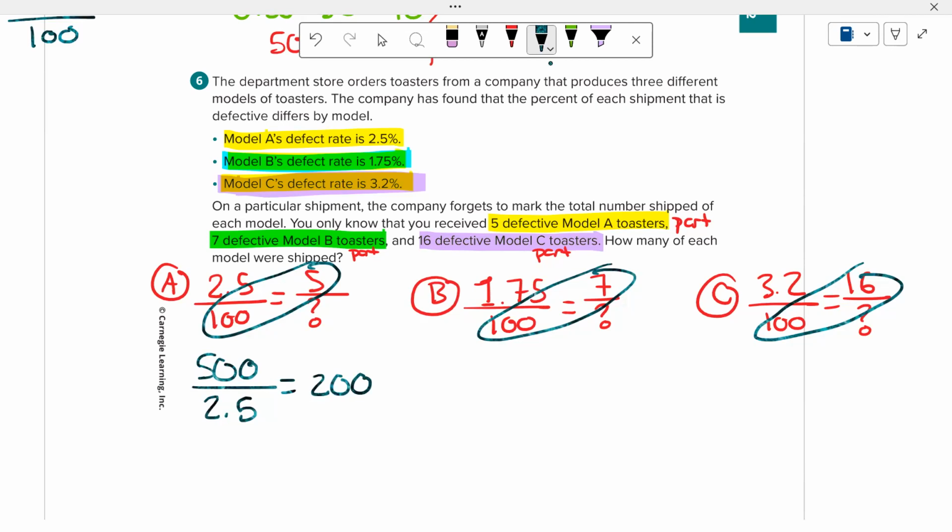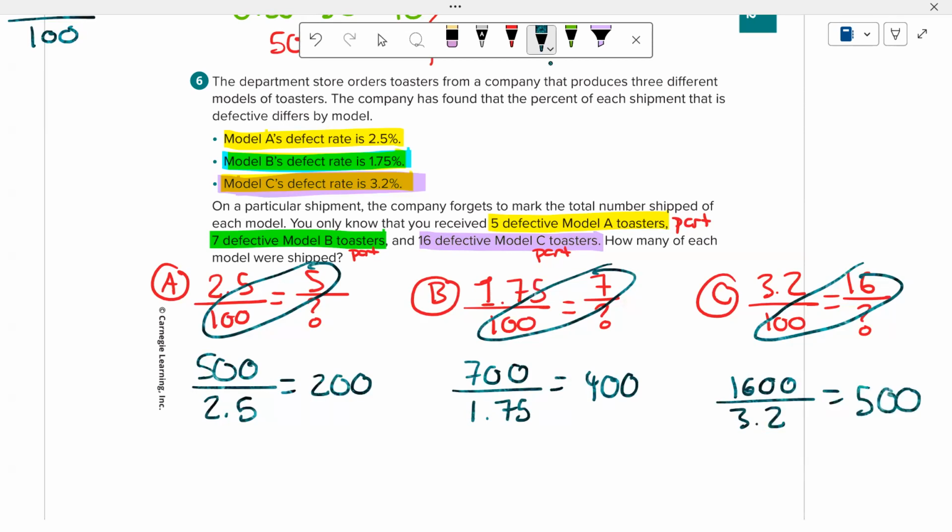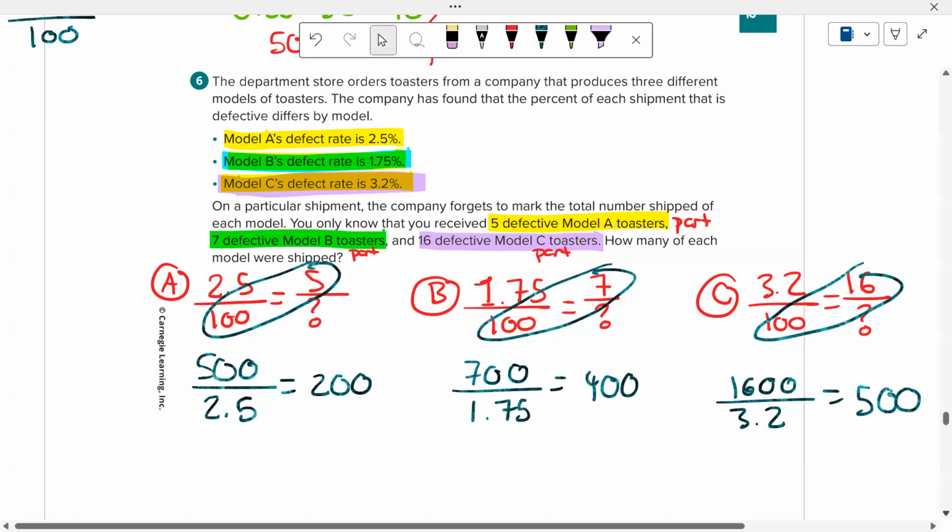There was 700 divided by 1.75. And 400 were sold for part B. And 1,600 divided by 3.2. And that's 500. So those are the original amounts sold, the wholes. It's reading carefully, understanding what's part, what's whole.